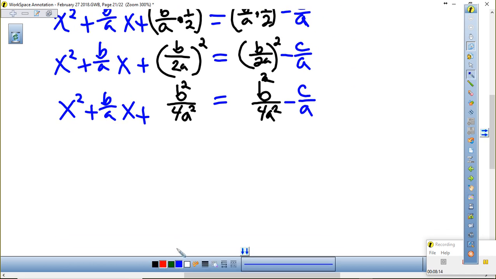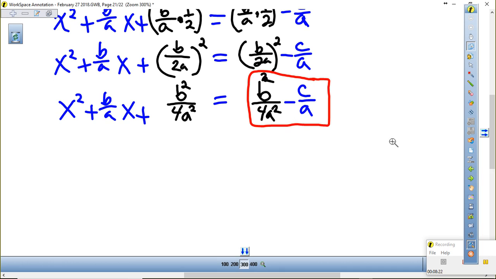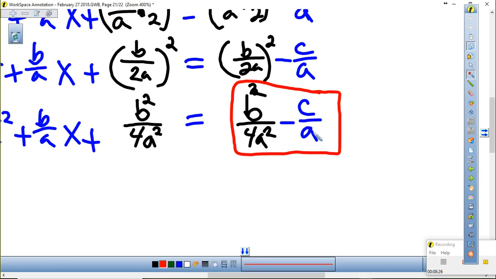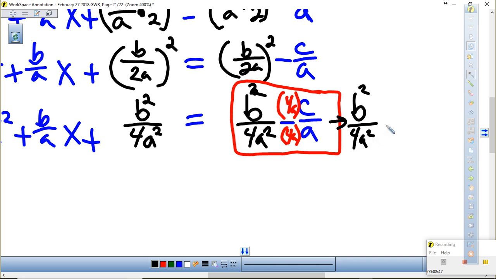So I'm going to focus on this side. Okay, I'm going to zoom in a little bit more. Okay, so can I simplify these two fractions? Yes, we need a common denominator, don't we? So what can I do to this side? Times 4a times 4a. All right, so this becomes b squared over 4a squared minus, what is 4a times c? 4ac over, what is 4a times a? 4a squared.